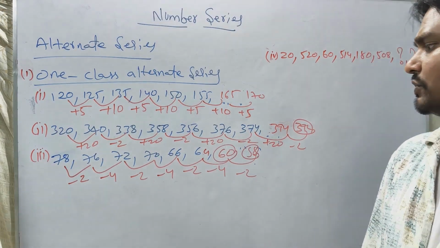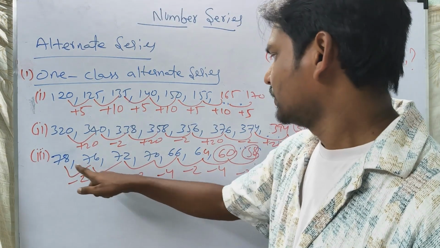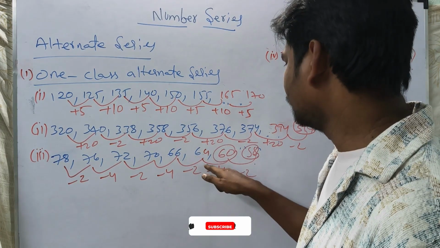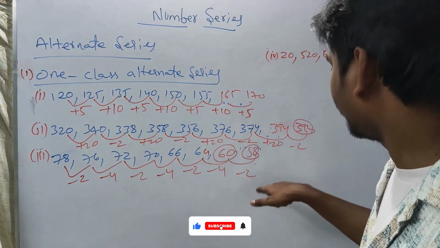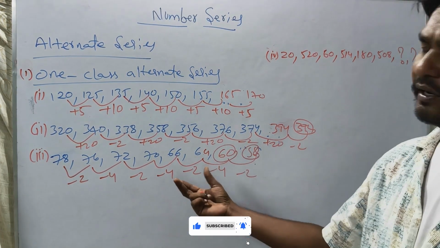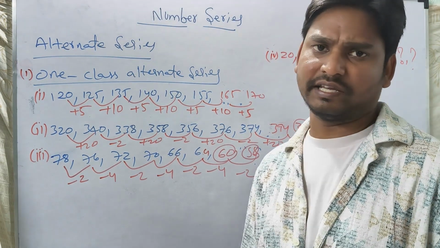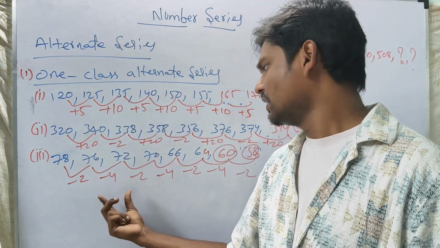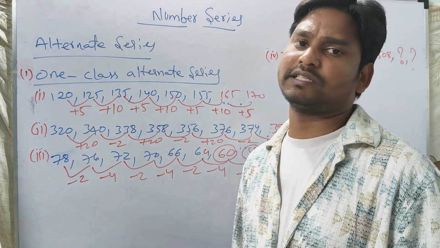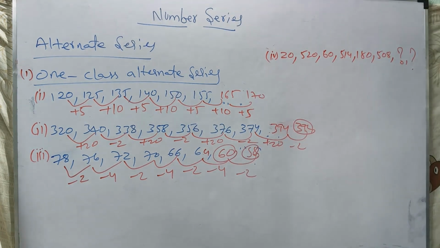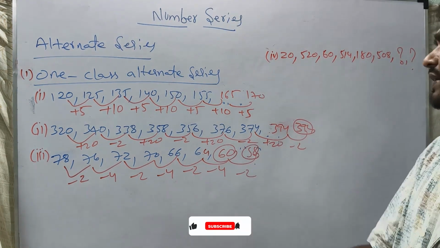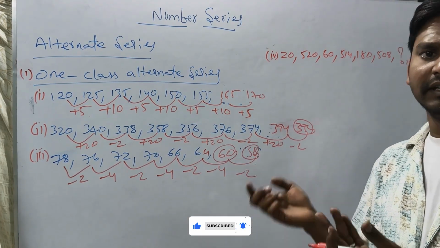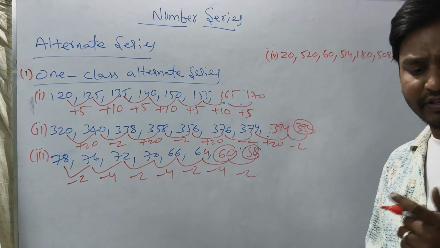Clear, all of you? So minus 2, minus 4. Again minus 2, minus 4. Again minus 2, minus 4. Again minus 2. So like that. Here both alternates are subtraction, not a combination of addition and subtraction. Otherwise, they may give a combination of addition and subtraction, multiplication and division, multiplication and addition, like the different ways they may give.